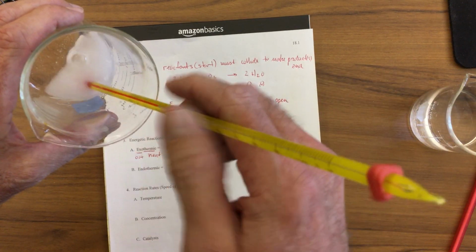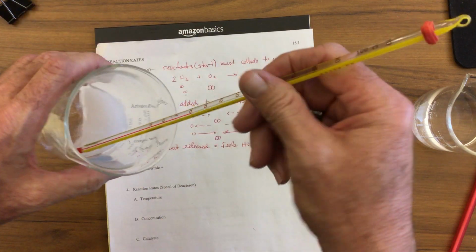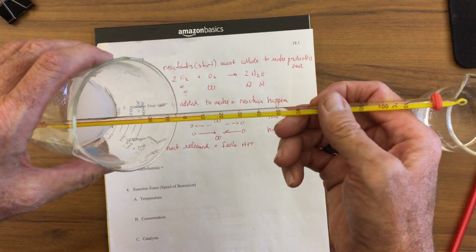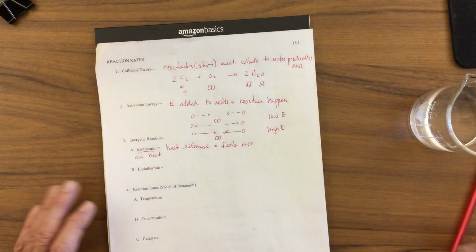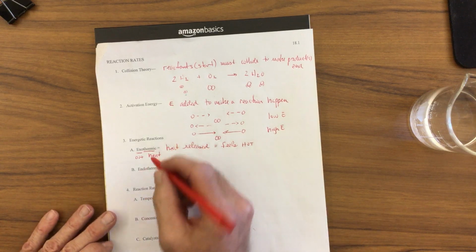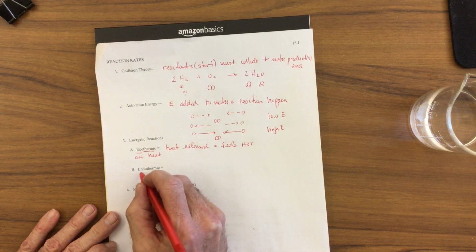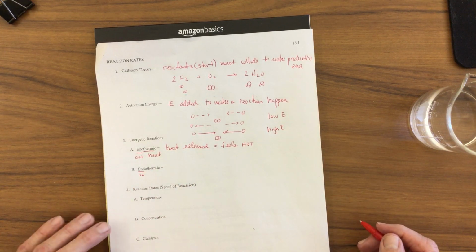Stir, stir, stir. A little more. And maybe that's about it. Okay, but you can see the temperature did go down. That's an endothermic reaction. So again, therm means heat, endo means in.